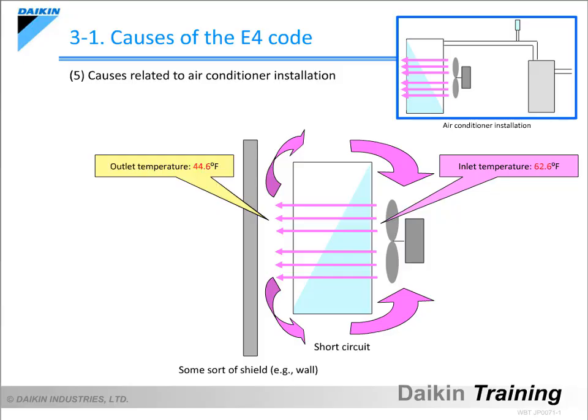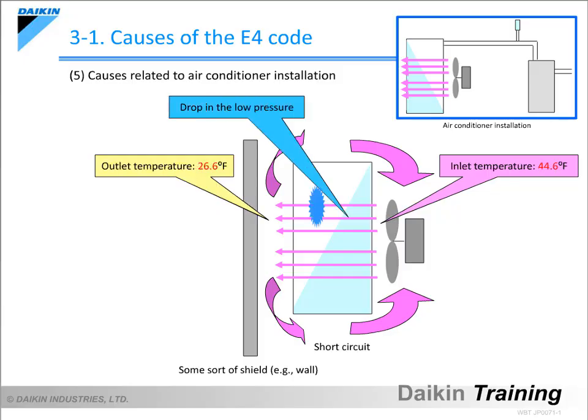When an air short circuit occurs, the cold air discharged from the heat exchanger outlet is once again sucked into the air conditioner. This creates an unwanted cycle where this cold air decreases the heat exchanger inlet temperature, which then decreases the outlet temperature, which then further decreases the inlet temperature, and so on. The drop in the inlet temperature also causes a drop in the low pressure, resulting in the E4 code.